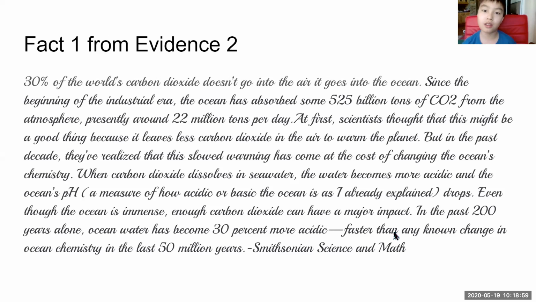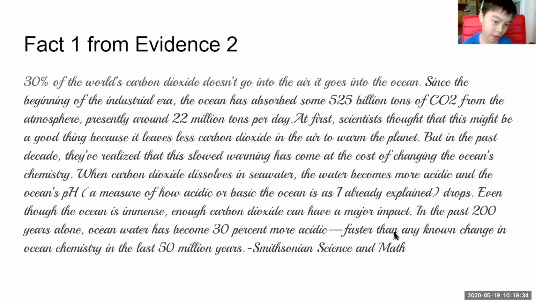At first, scientists thought this might be better because it leaves less carbon dioxide in the air to warm the planet. But in the past decade, they've realized that this slowed warming has come at the cost of changing the ocean's chemistry. When carbon dioxide dissolves in seawater, the water becomes more acidic and the ocean's pH, a measure of how acidic or basic the ocean is, as I already explained, drops. Even though the ocean is immense, enough carbon dioxide can have a major impact.